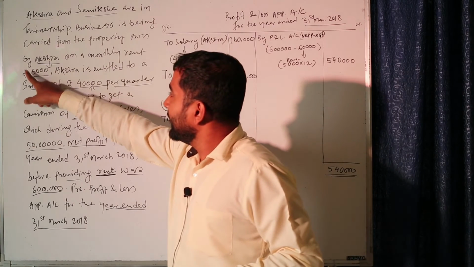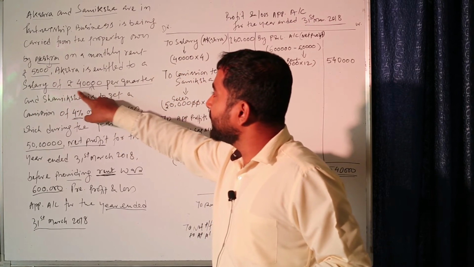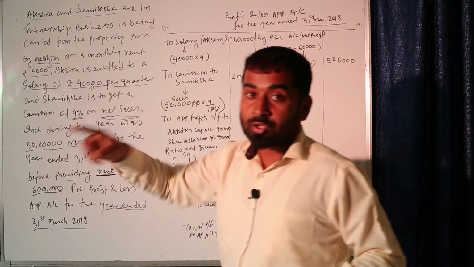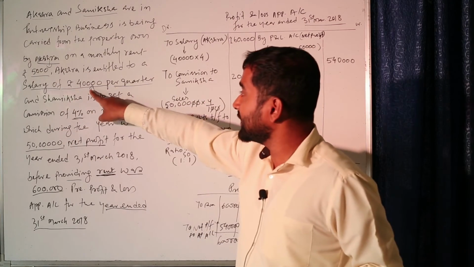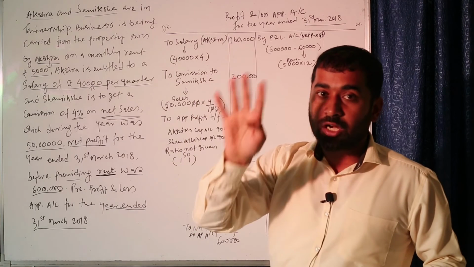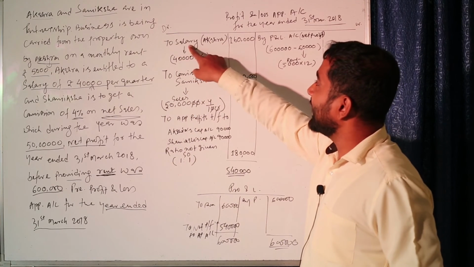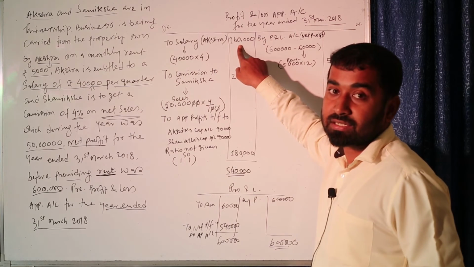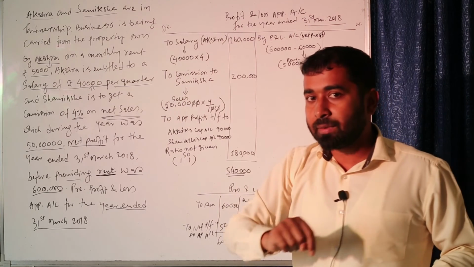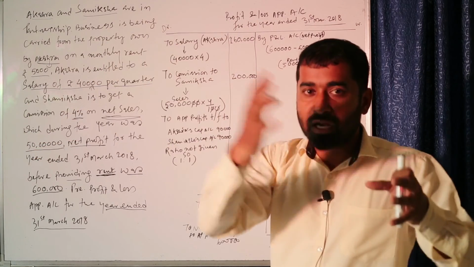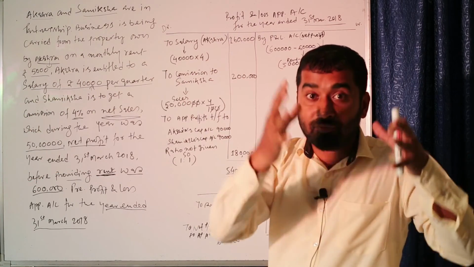Next part we are reading from here. Salary of rupees 40,000 per quarter. For whom? Akshara. So Akshara is getting a salary of rupees 40,000 per quarter. Per quarter means 4 times, so 40,000 into 4, salary for Akshara is 1,60,000. Salary is given by whom? Salary is given by the firm to the partners, so it is a relation between the firm and partners.